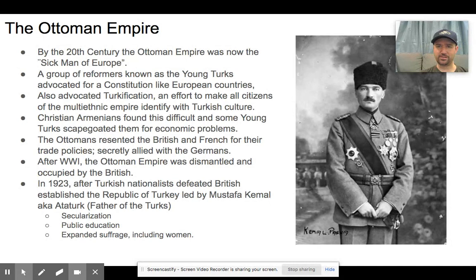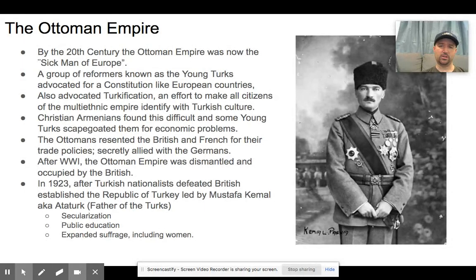Many of the Ottomans are also very resentful of the British and the French. Their trade policies were certainly set up to benefit themselves and not to benefit others. And the Ottomans despised this. And the same thing with the British and the French both having control of Egypt at some point, which was supposed to be Ottoman territory. So there are quite a few things going on there as far as external factors go.